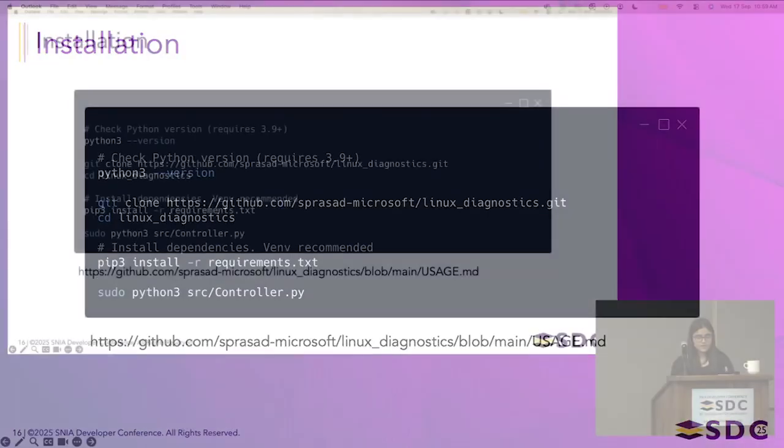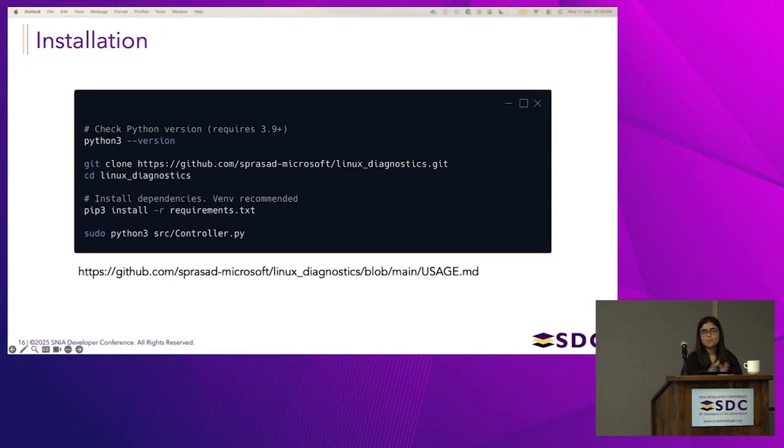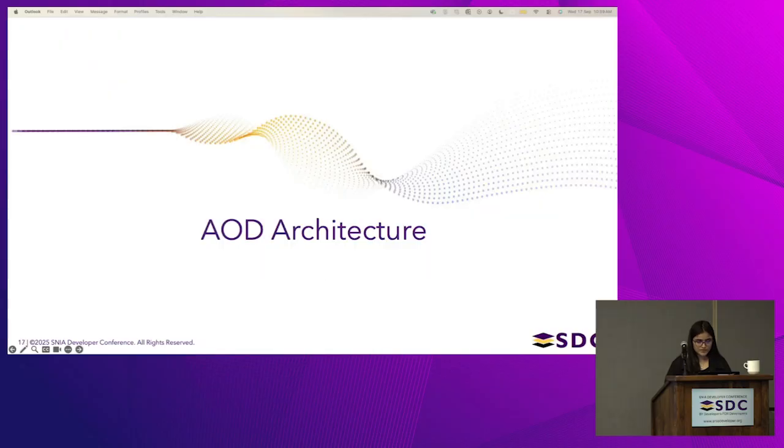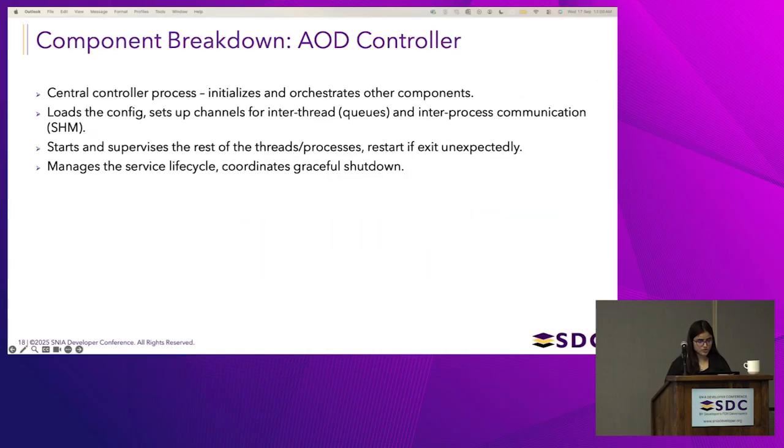Installation steps, we have a very, very comprehensive documentation of the architecture, the usage, and how to add your own anomaly event handlers inside AOD. It's all on the GitHub page. And installation steps, you clone the repository, set up a virtual environment, install the requirements, and just run it, python src/controller.py. But when we ship it, we are going to be shipping it as a systemd service. So let's move on to AOD architecture.